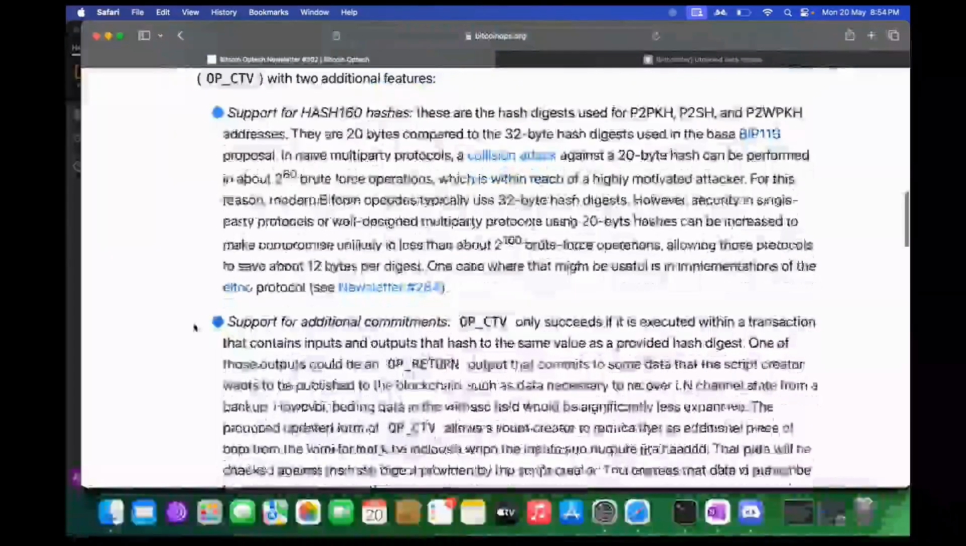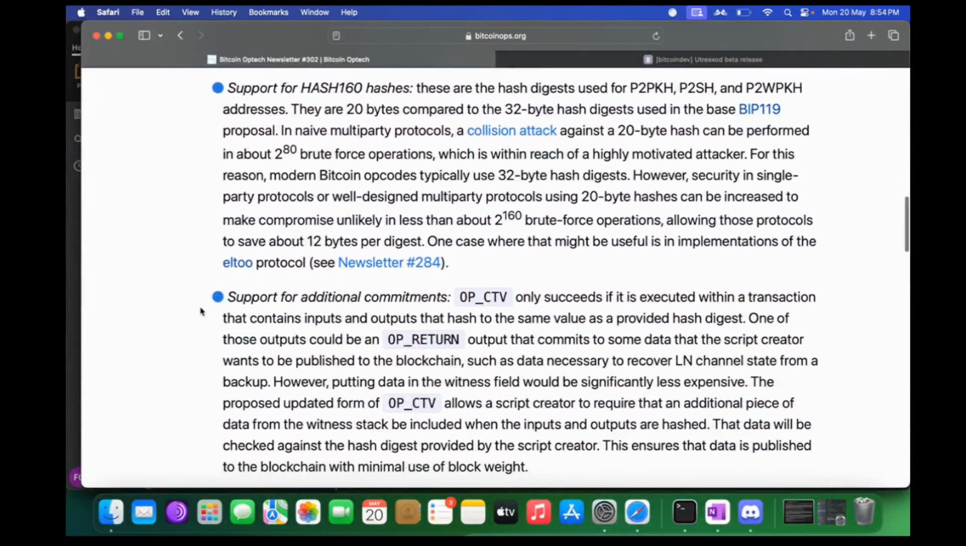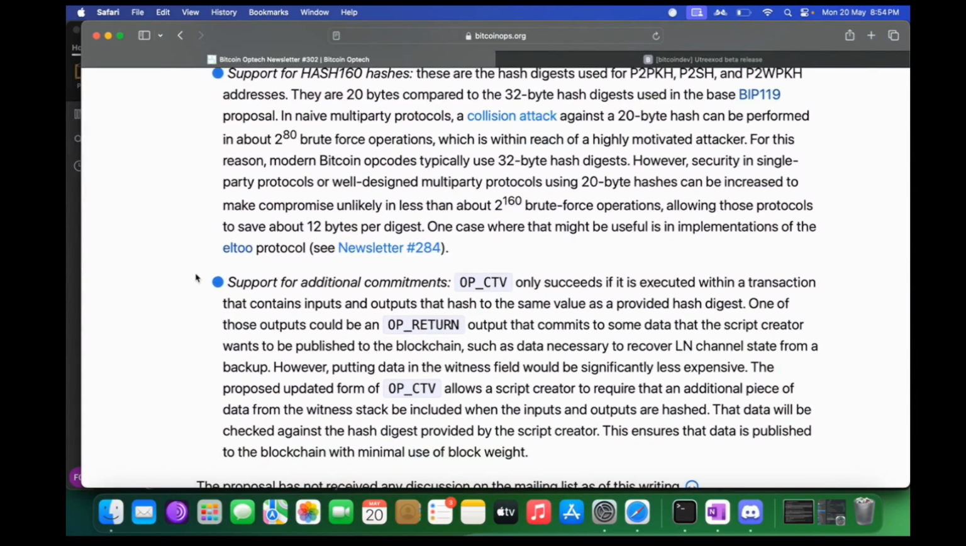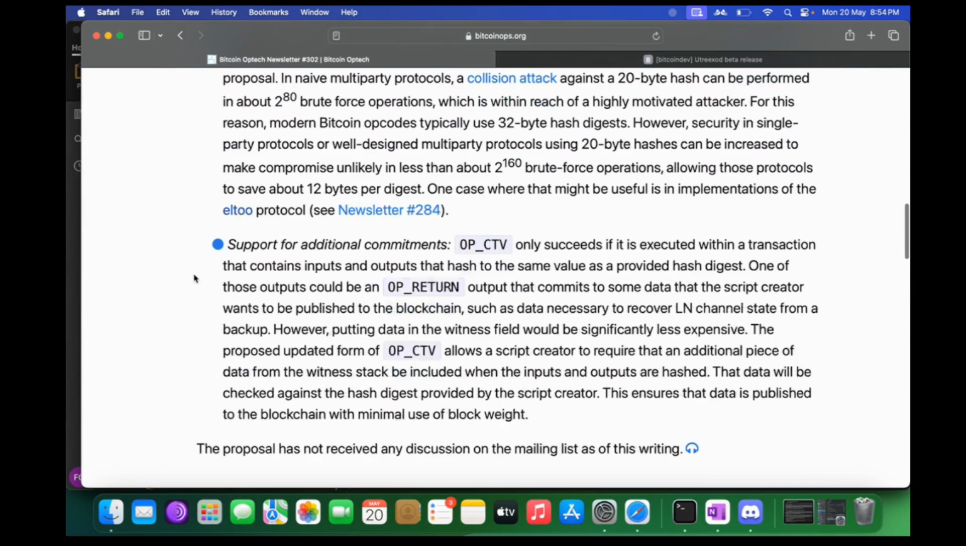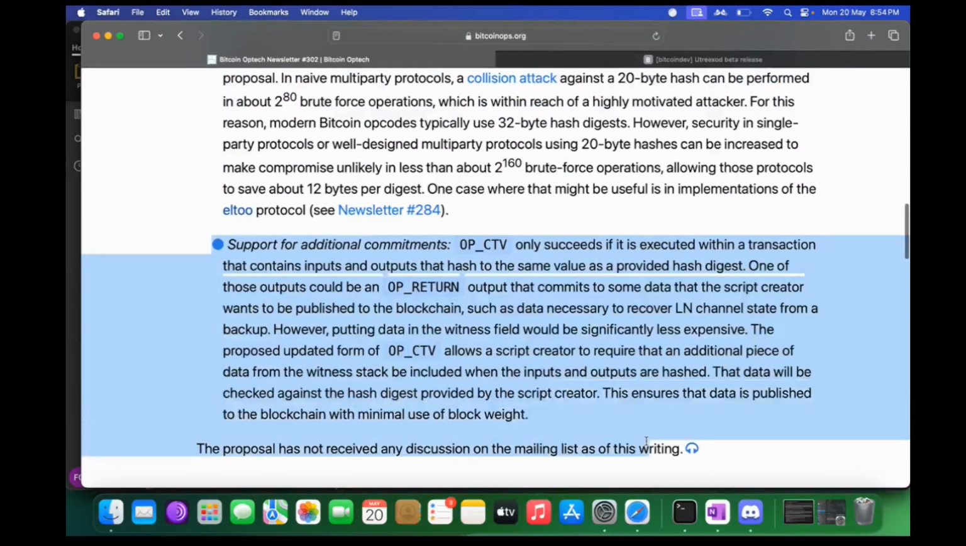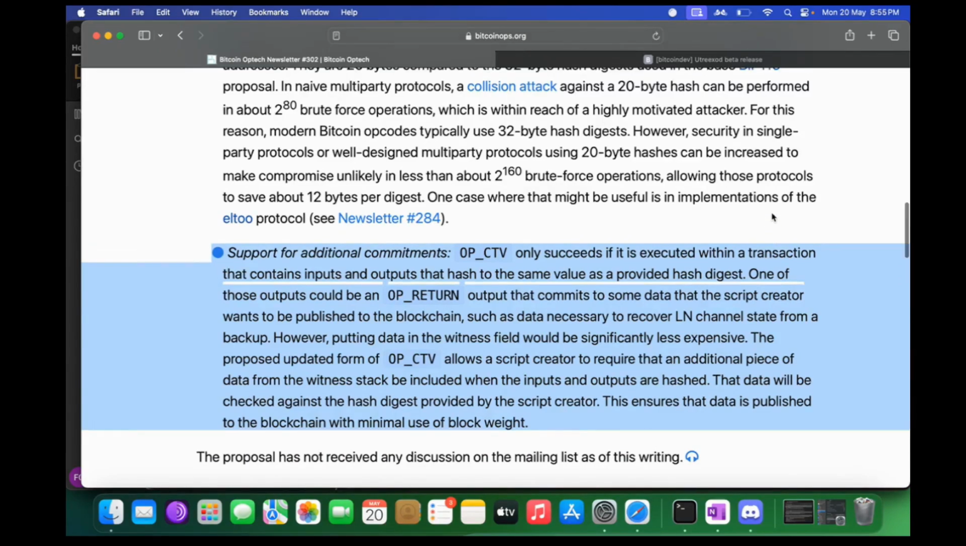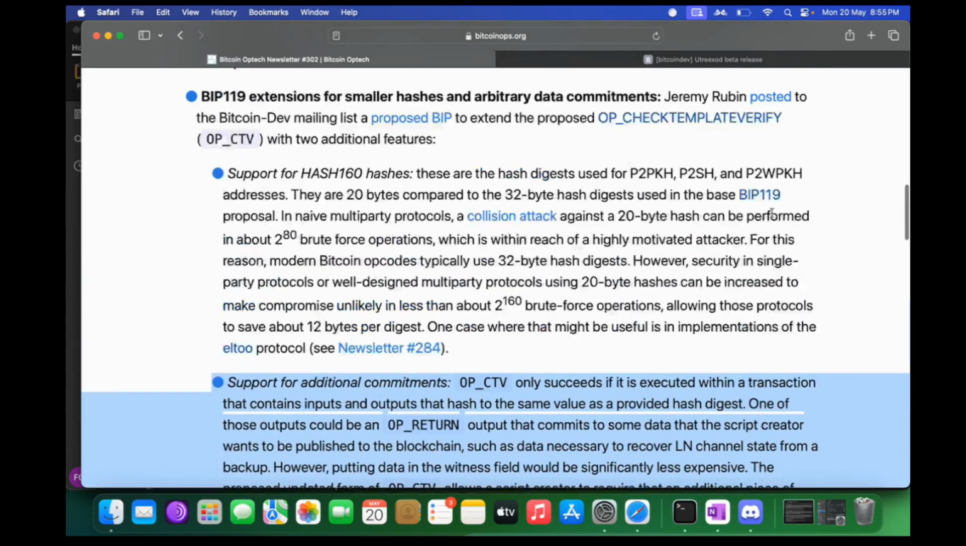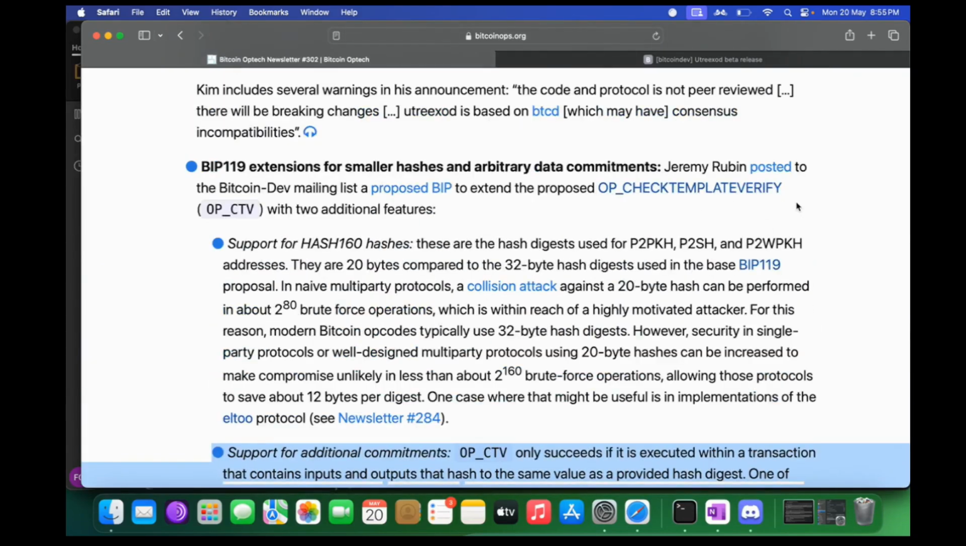The second proposal is support for additional commitments. Let's read this again quickly. OpCTV only succeeds if it is executed within a transaction that contains inputs and outputs that hash to the same value as a provided hash digest. So what's the template? The template is not the entire transaction. We don't put the entire transaction in the script. We only put the conditions to which we have locked the transaction.